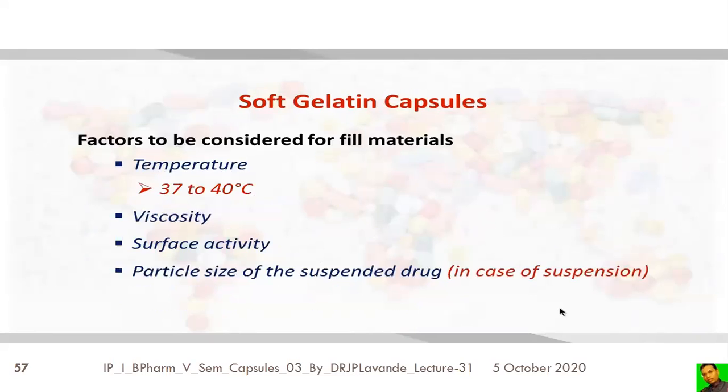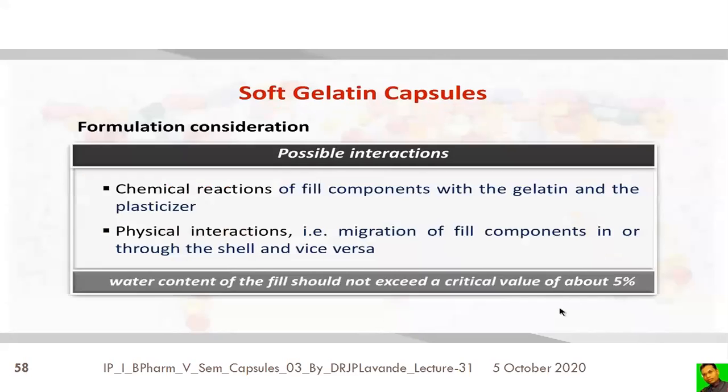The factors which need to be considered for filling the material inside the soft gelatin capsule are, first, the temperature, which is between the range of 37 to 40 degrees Celsius. That is the ideal temperature to be maintained for the material to be filled inside the soft gelatin capsule. The proper viscosity needs to be maintained. There is also the surface activity and the particle size of the suspended drug, which is most important in the case of a suspension.